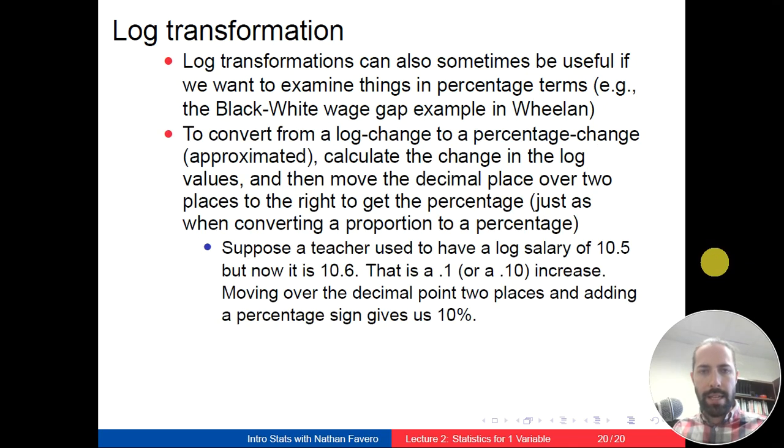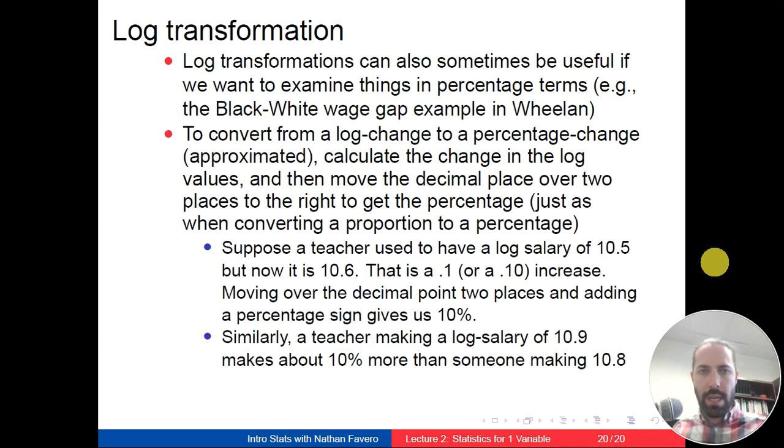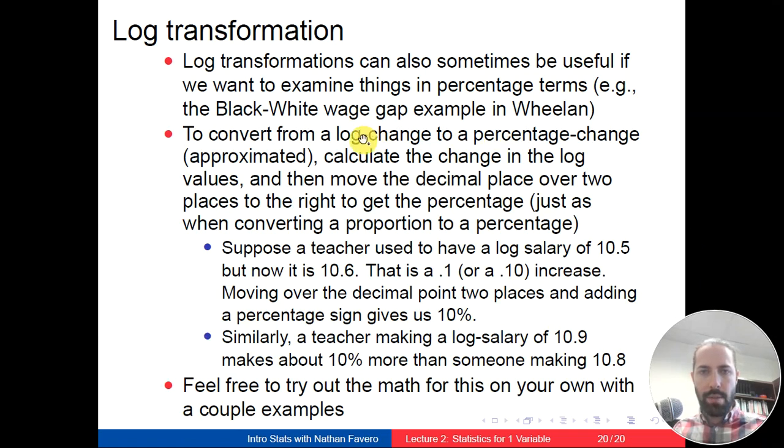So here is an explanation of some of those rules of thumb. Basically, if we think about comparing or making a change in our logarithmic scale, we can interpret that as similar to a percentage change if we move the decimal place over two places. So in other words, if a teacher log salary goes from 10.5 to 10.6, that's a 0.1 increase, which we can interpret as approximately a 10% increase in the salary. So feel free to play around with this rule of thumb more on your own if you're curious about it. It's not going to be a major focus of how I approach this class.